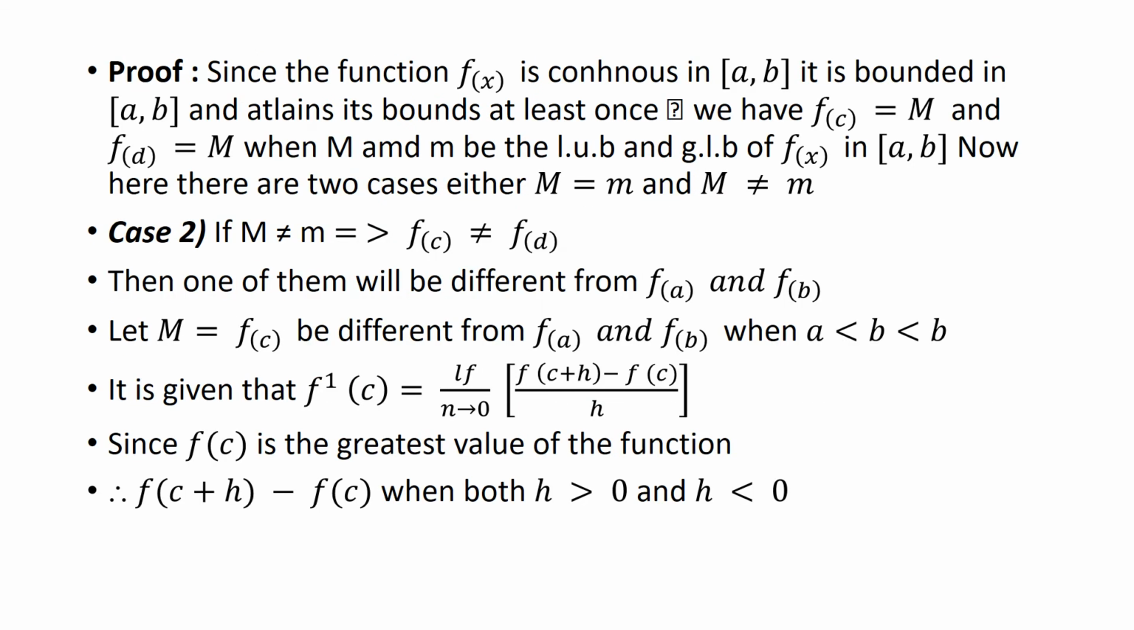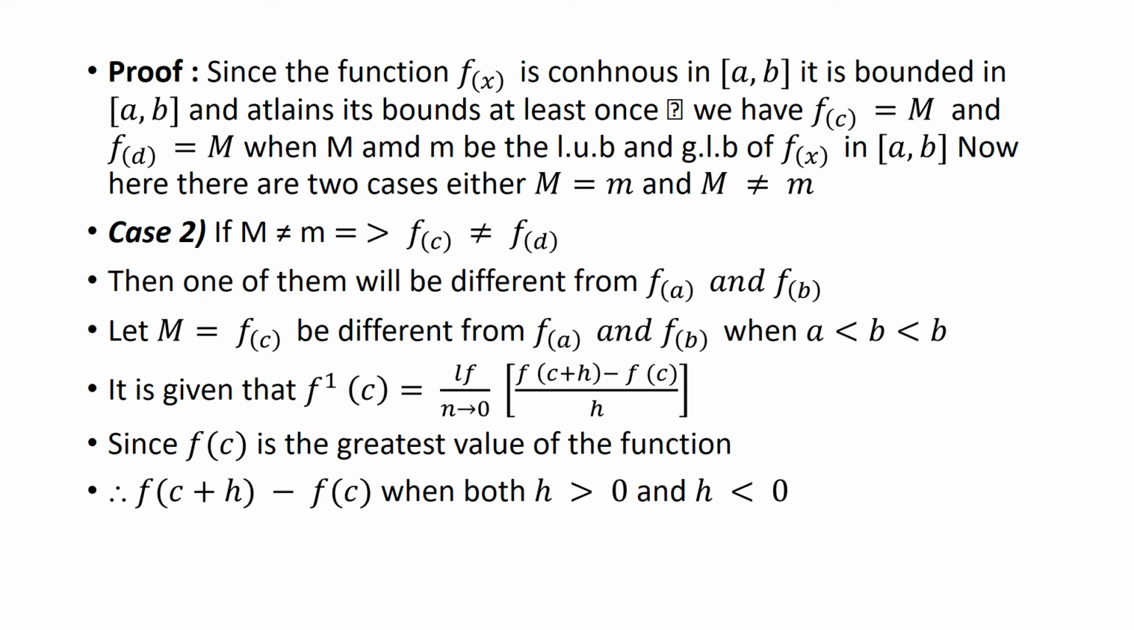So we shall see the proof of Rolle's theorem. Since the function f of x is continuous in the closed interval a comma b, we can say that it is bounded in the closed interval a comma b, and it attains its bounds at least once. Therefore, we have f of c is equal to M and f of d is equal to m, where capital M and small m are the least upper bound and the greatest lower bound of f of x in the closed interval a comma b. Now here there are two cases, either M is equal to m or capital M is not equal to small letter m. So let us see the first case.